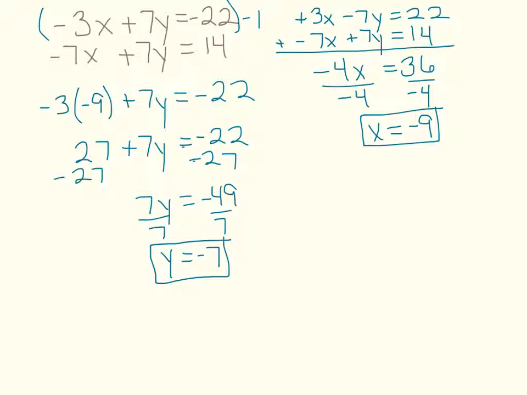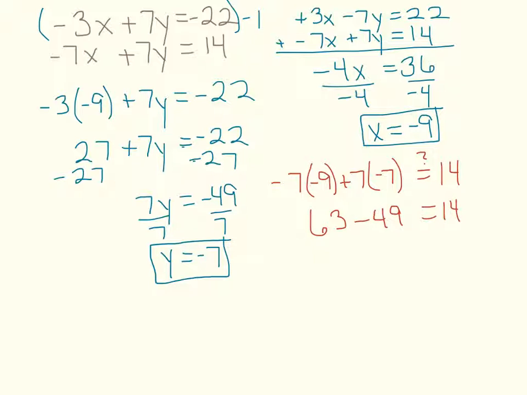Now I'm going to plug these into the other equation so that we can check it. Negative 7x, instead of x, we'll put negative 9. Plus 7y, instead of y, put negative 7. Should equal 14. Negative 7 times negative 9 is positive 63. 7 times negative 7 is minus 49. And when you subtract 63 minus 49, you get 14. So that one also checks.